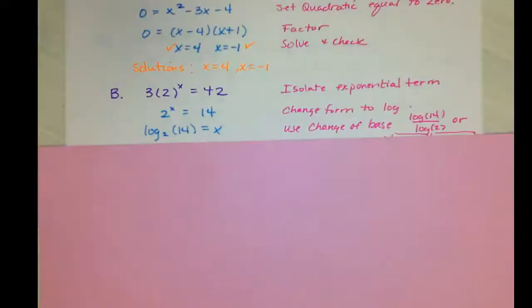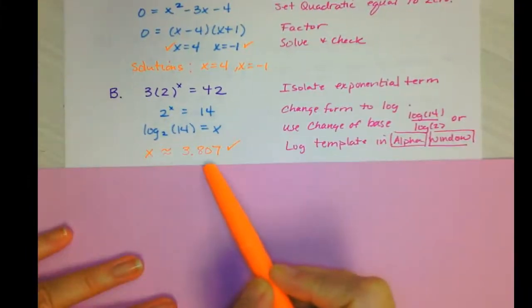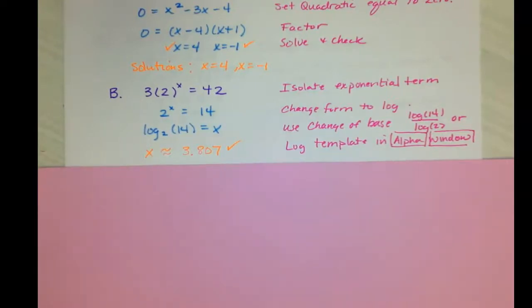When you write your answer, it's an approximation, so we're going to use approximately to 3 decimal places, which is going to be 3.807. And we can easily check that on a calculator.